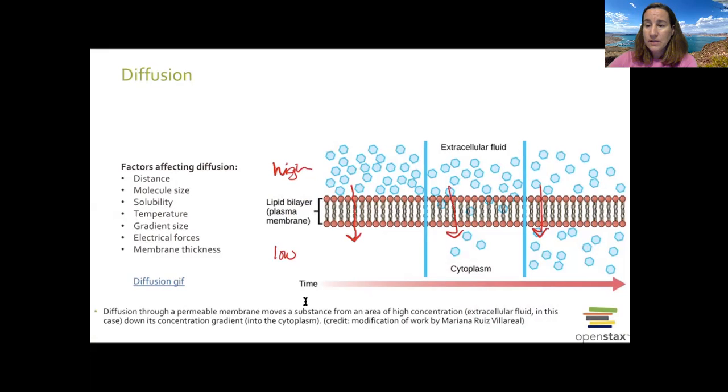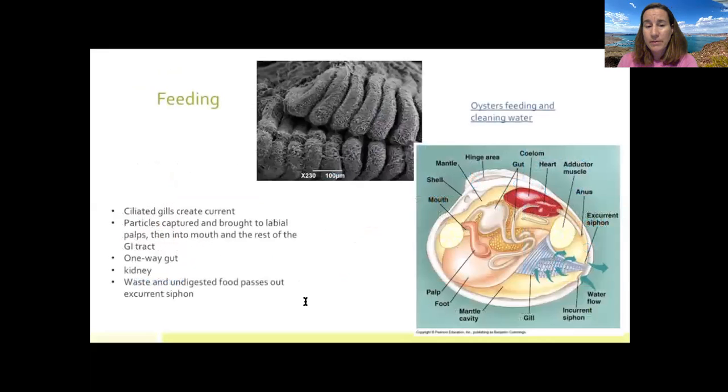And eventually that animal is going to pull what it needs and get the oxygen transported through its circulatory system, whether it's open or closed, to the tissues that need it. So that's basic diffusion. I don't need you to know all these things, but these are all different factors that can affect diffusion and how fast it happens, how fast things go from high to low. These different factors can affect that. It's not going to be on your test because I want you to know about mollusks more so than diffusion.